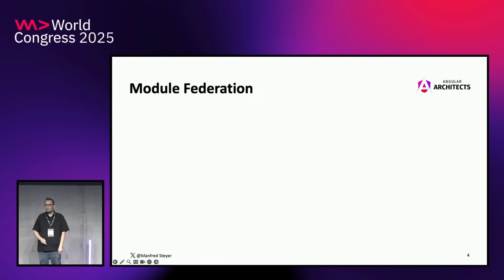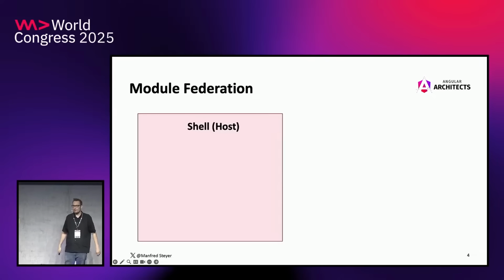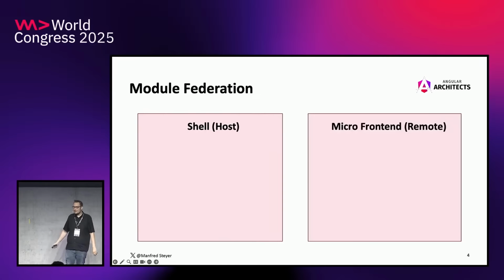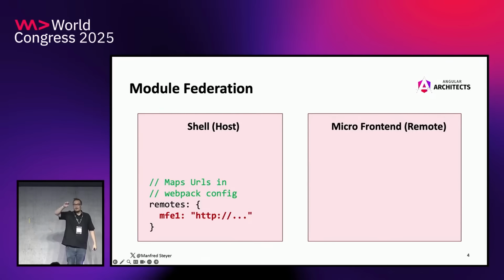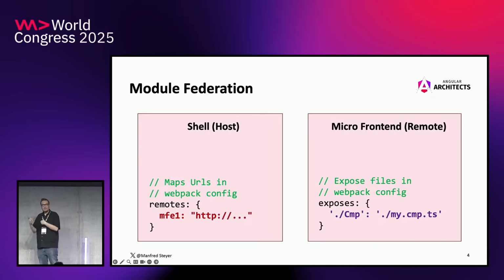And for loading something into a shell, something we did not know at compile time, something like federation has proven to be very powerful. The idea of federation is quite straightforward. You have two kinds of applications there. You have a host, I call it my shell, and you have a remote, I call it the micro frontend. Then the shell gets a configuration, a mapping pointing over to the micro frontend. That means you get a virtual URL like mfe1, you see it here, and this URL points over to the micro frontend. And over there, you have something like exposed files, JavaScript files with components, with services, with something else. Everything you are exposing there can be loaded into the shell.